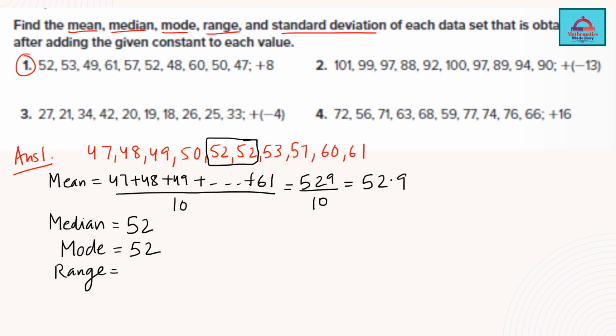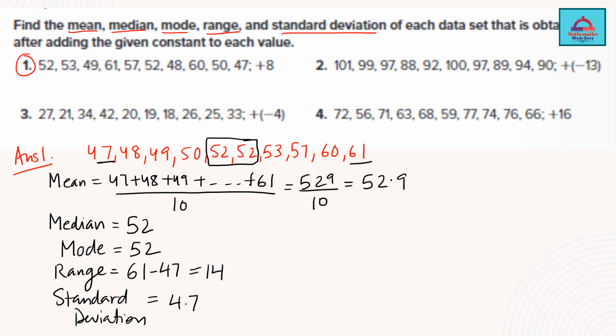Let's do range also. So range is going to be maximum minus minimum. Maximum is 61, minimum is 47. Just subtract the two. What you're going to get is 14. Similarly, you do the standard deviation. Follow the steps that I have shown in the previous slide. So this comes out to be 4.7. Now, this is not your answer.